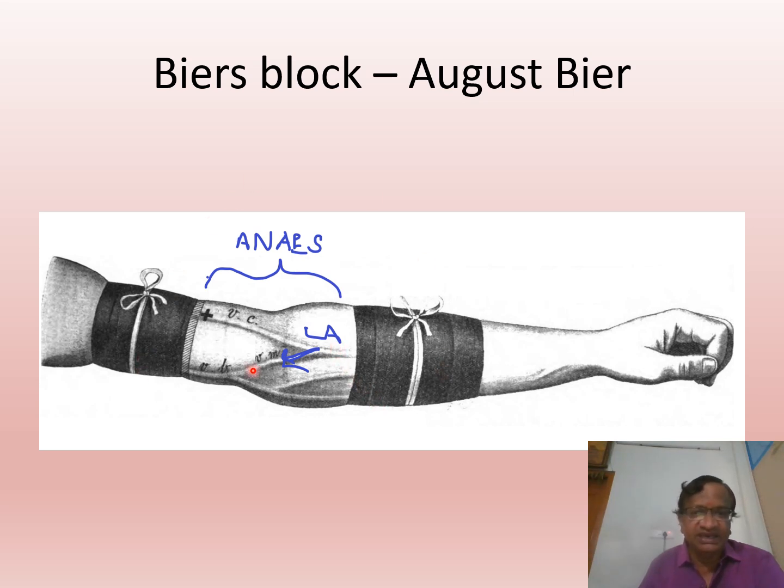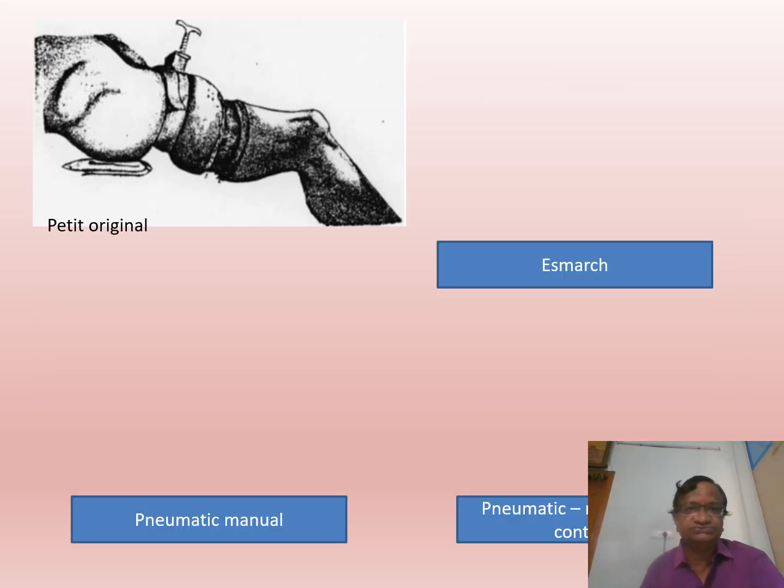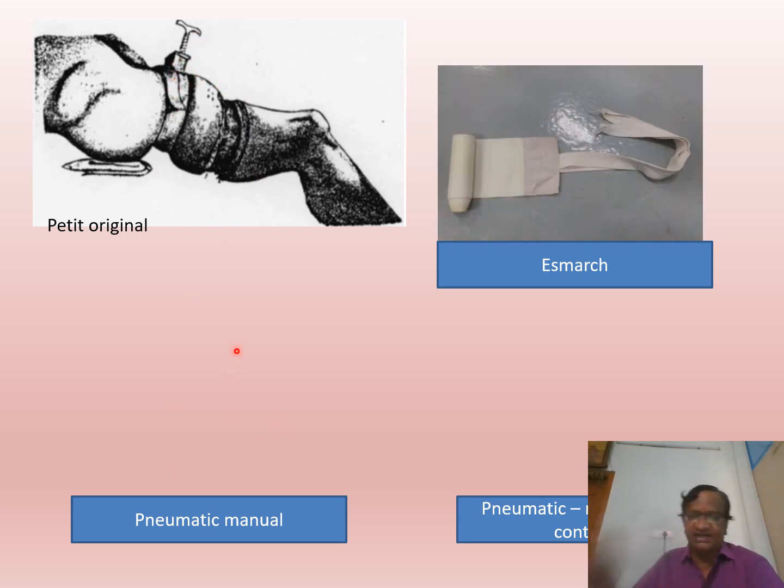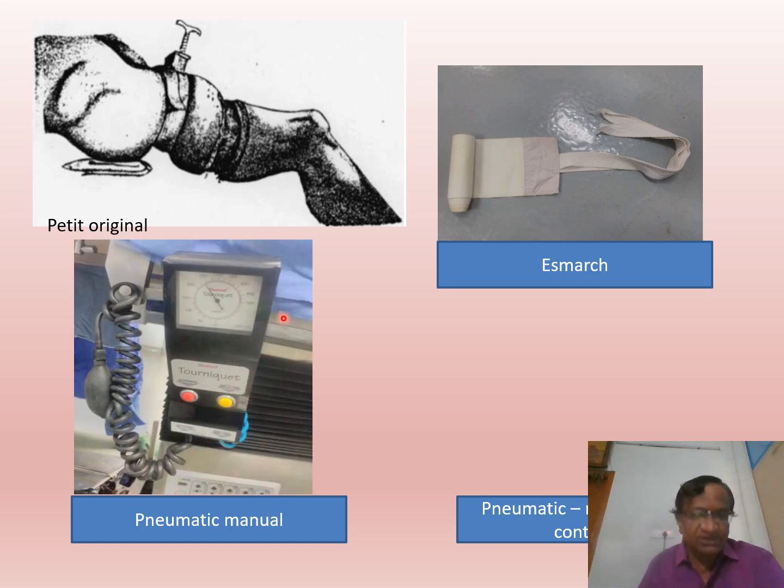This is how Bier originally described it. To the tourniquet, in between, he injected IV local anesthetics, and this area was anesthetized. So Petit was the first who screwed it and found out. Then came the Esmarch bandage. We tie it to the maximum, and there is no control of pressure in an Esmarch bandage. Now we have a pneumatic one, manual only, but pneumatic. You tie this and you press this, it will go like that.